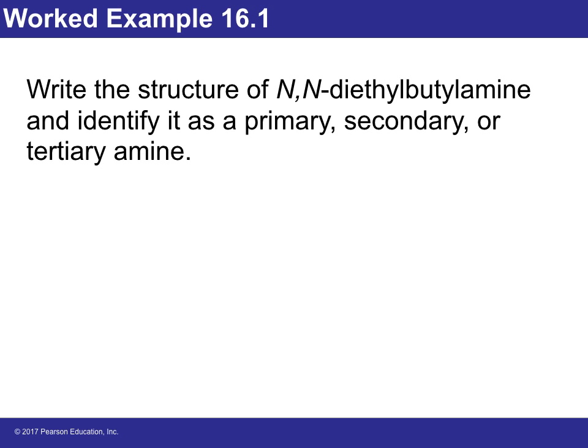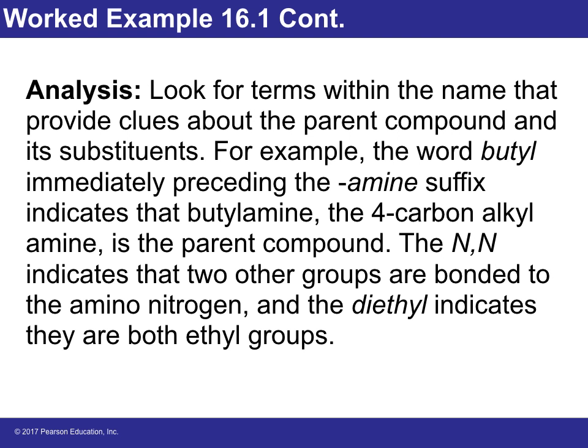Example, how can you write the structure of N,N-diethylbutylamine? Also be able to identify if it's a primary, secondary, or tertiary amine. You could tell that right away. So how do you look at that? Well, look at the compound name, and it will give you clues about the parent compound as well as its substituent. So here we use butyl. You do know butyl means 4.